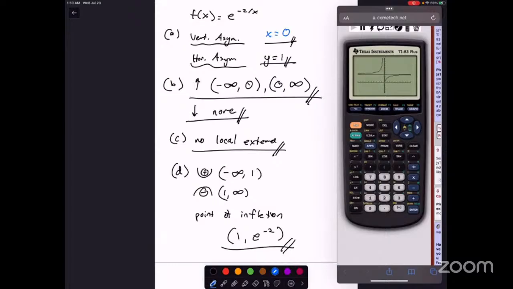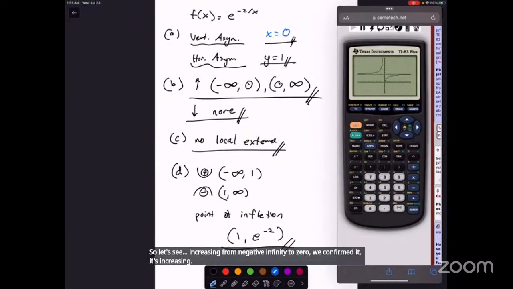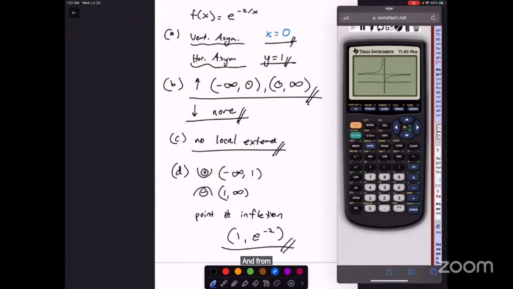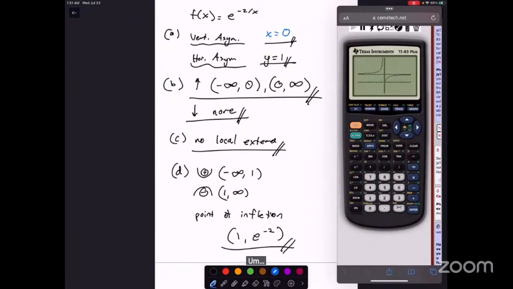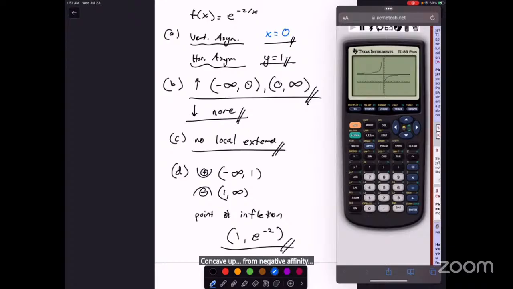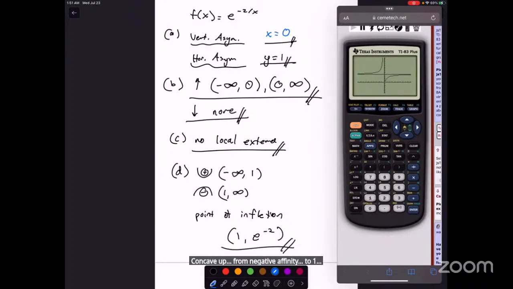So let's see. Increasing from negative infinity to 0, we confirmed it. It's increasing. And from 0 to infinity, right? We got that it's decreasing, so decreasing as we trace it left to right. We don't have it decreasing anywhere. No local extrema. We can confirm that. Concave up from negative infinity up to 1. Maybe that should be 0.